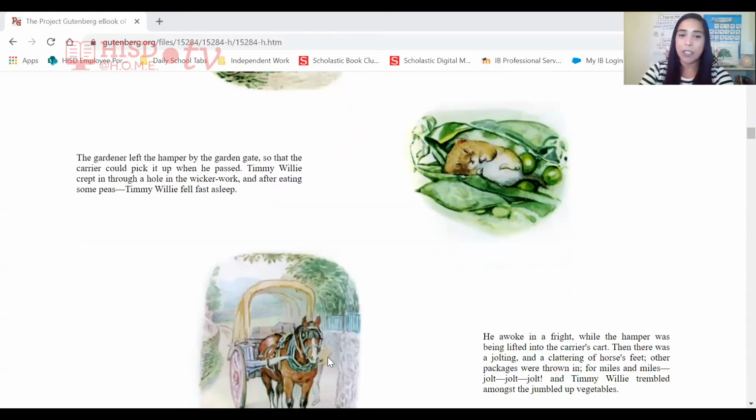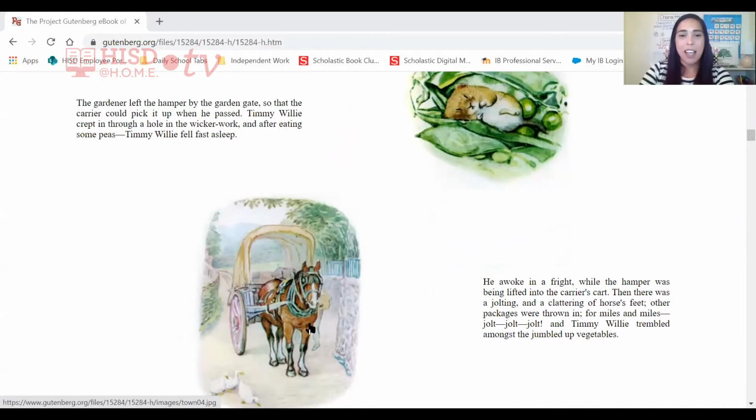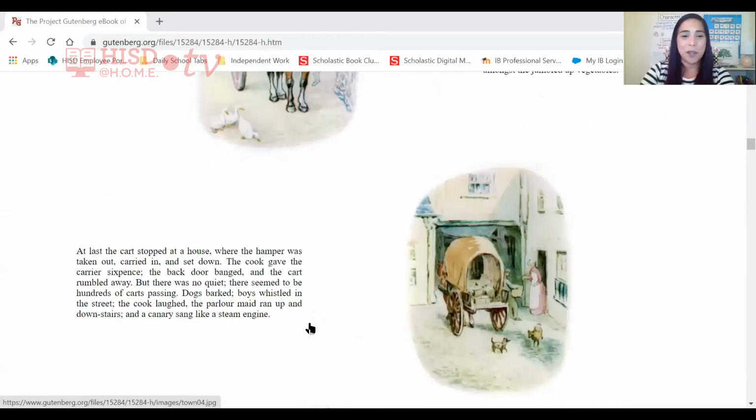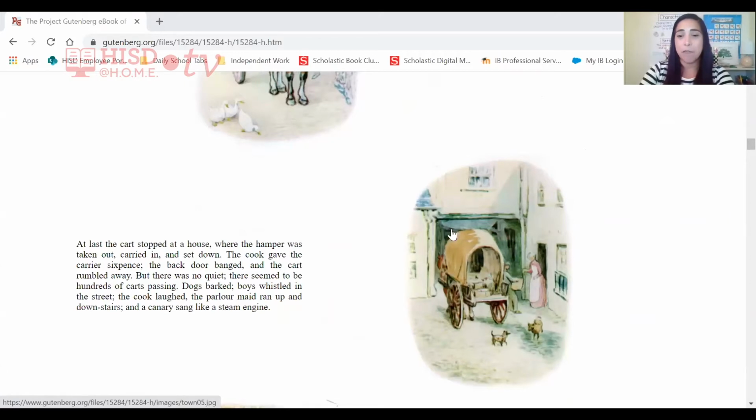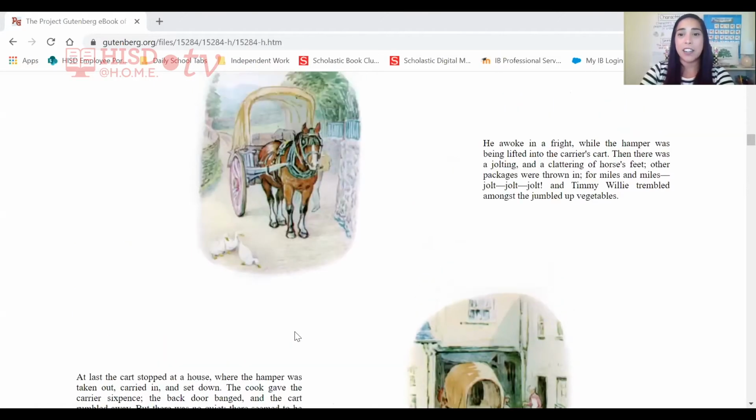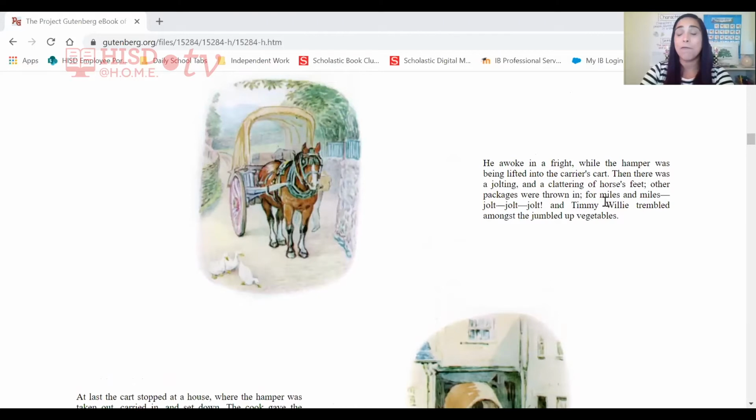I have the clues to let me know that the carrier has come and picked him up. I have the clues to know that he's no longer in the garden because I have picture clues to show me that. And of course, the words have told me that he is no longer there. He's traveled far. Another thing I noticed is that he traveled far because it says for miles and miles. Those, boys and girls, are all clues.